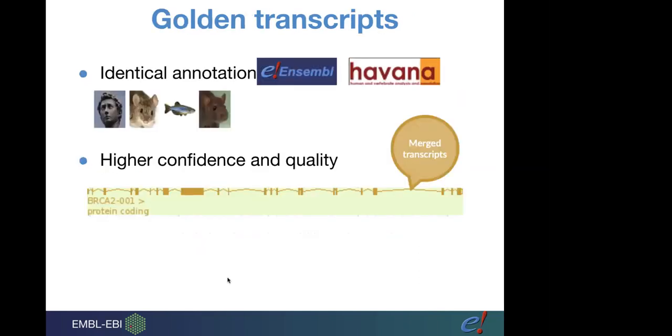So now that we know that we have these two different annotation methods, this brings me to the golden transcripts, so merged transcripts. The gene annotation for human and mouse is an output of the two independent annotation pipelines. We take these two lists of genes that are produced independently by the automatic annotation and the Havana annotation, and we merge them. If the two methods come up with a transcript model that is identical, we would give that transcript the golden color, which would indicate its high confidence and quality.